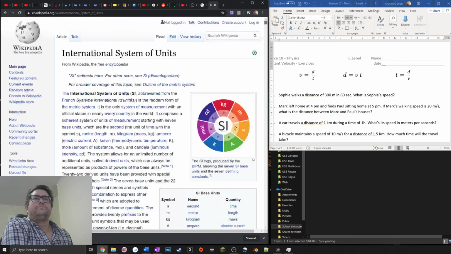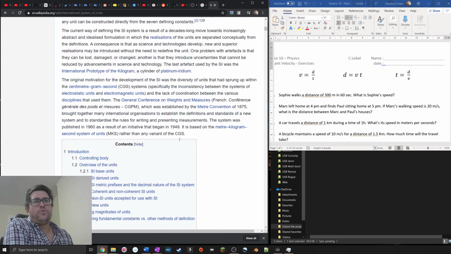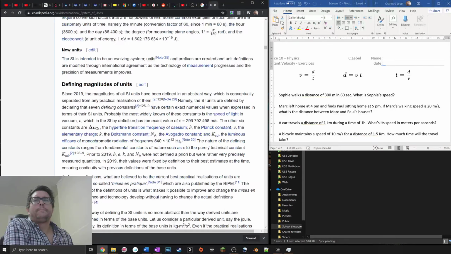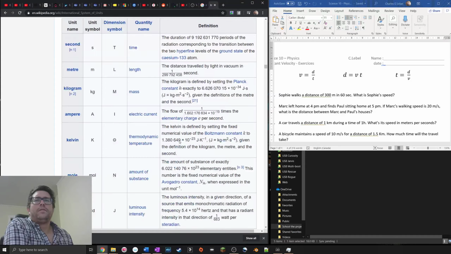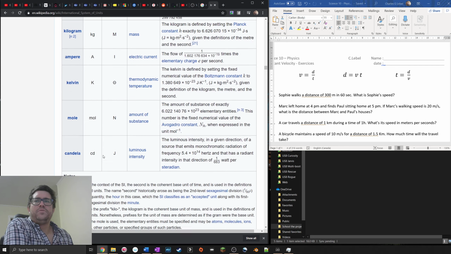Go back here. SI system. So the SI system says that your seconds is your time. Your lengths are in meters. So they're not in hours and kilometers, none of that. And why does it matter? Let's go down a little more. It matters. So these are the base units.